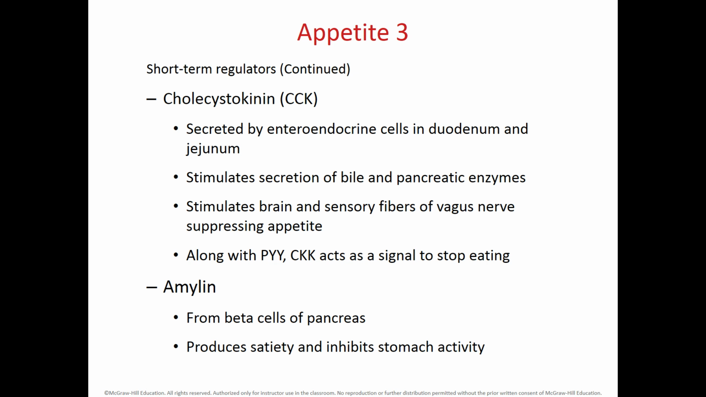Another hormone that is a short regulator of appetite is amylin, which is secreted by the beta cells in the islet of the pancreas that helps to produce satiety sensation and inhibits the stomach from moving.